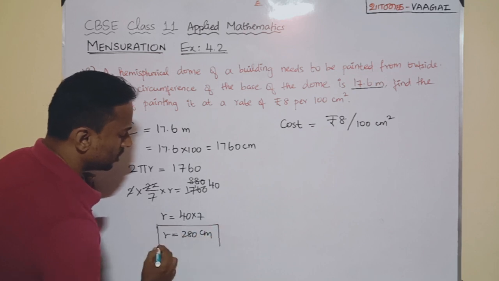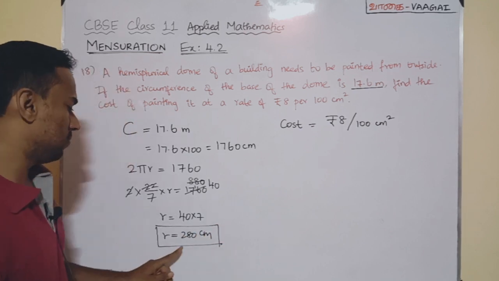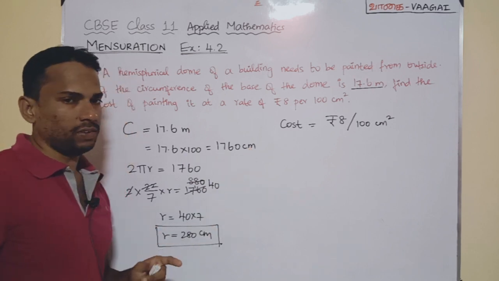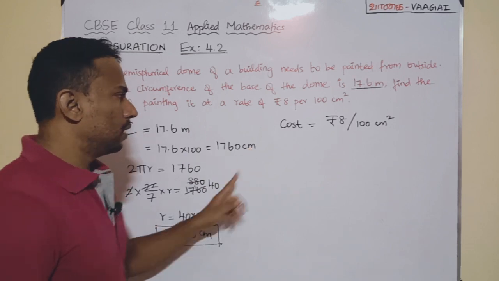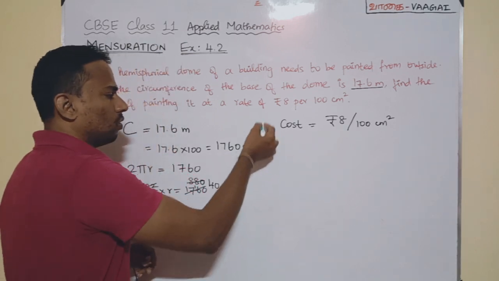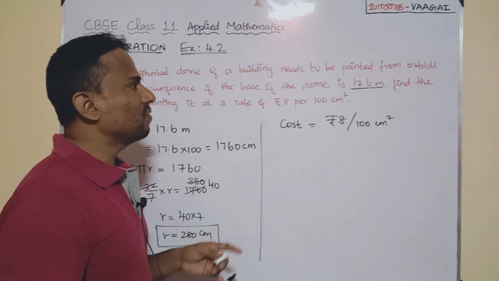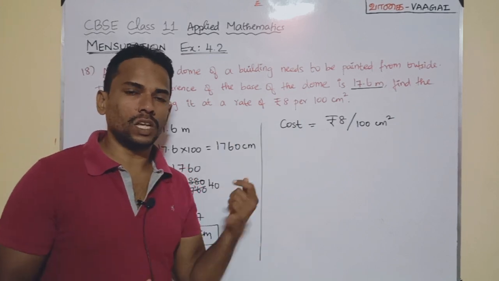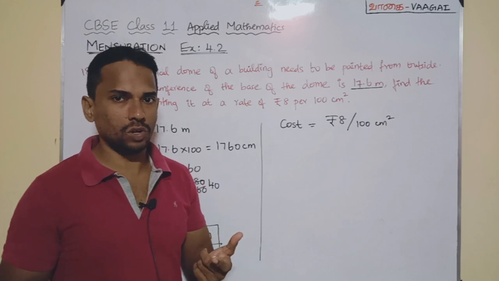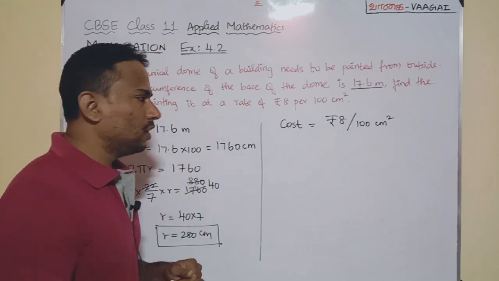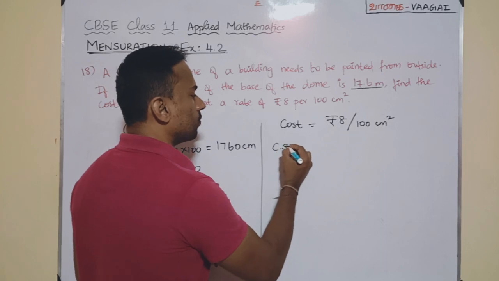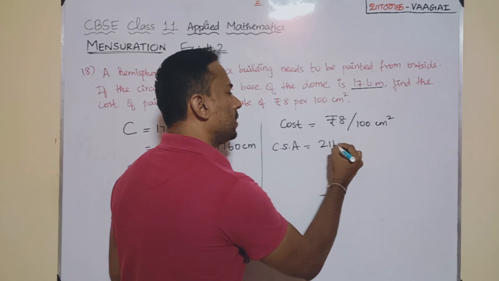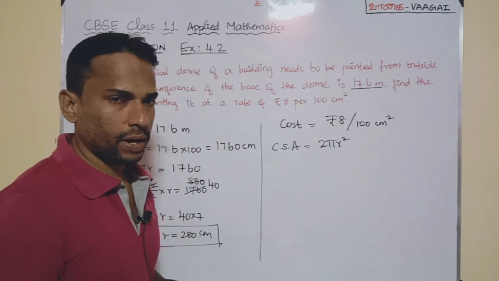Remember, the radius value we get will be in centimeters only. Why? Because here we converted the circumference to centimeters, so the answer will also be in centimeters only. But we need to find the cost. We need to find the cost to paint the outside surface. The outside surface of this hemisphere is the curved surface area. So I first need to find the CSA, curved surface area. The curved surface area is 2 pi r square.